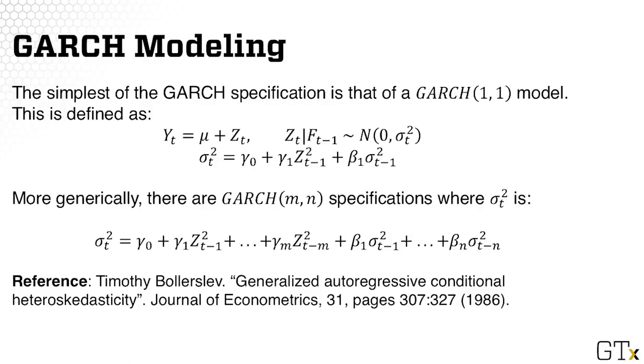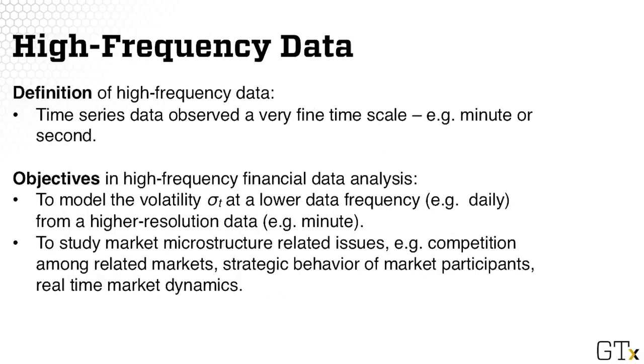Thus, the interpretation of the two orders is as follows. m refers to how many autoregressive lags or ARCH terms appear in the equation, while n refers to how many moving average lags are specified. The model was introduced by Bollerslev in 1986.